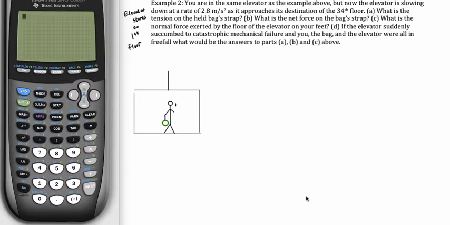All right, so person, strap, and bag. All right, and this is the elevator itself. Okay, so we have some velocity. All right, and we'll define the positive y direction as up. So plus y will point up this way. We have an initial velocity that also points up. All right, so that is v naught.